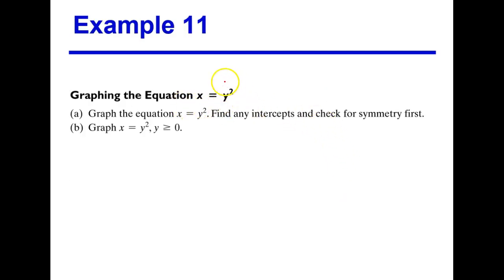So here's my next equation, right? This is x equals y squared. So we've looked a lot at y equals x squared, so now we're just switching it around here. So first we have to graph this equation by finding the intercepts and checking for symmetry, and then I want to graph it.